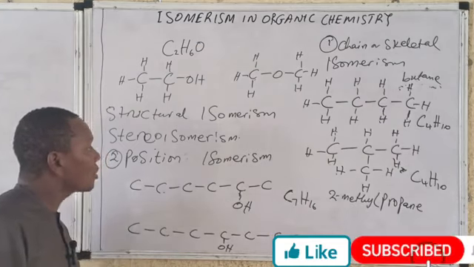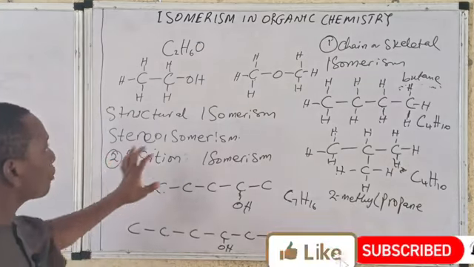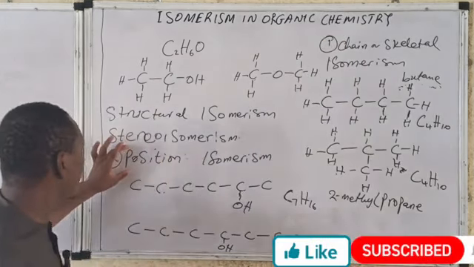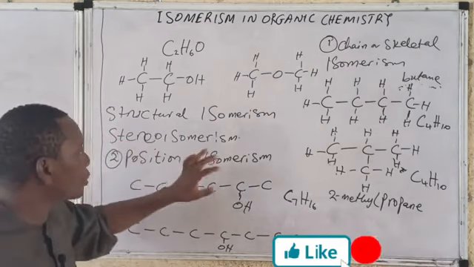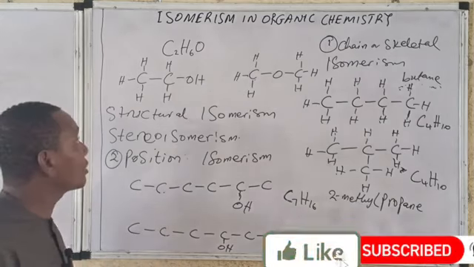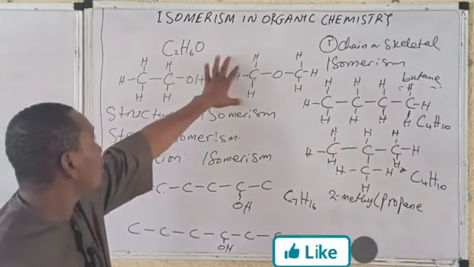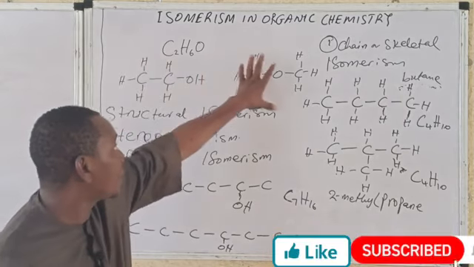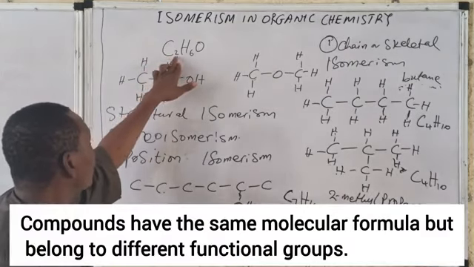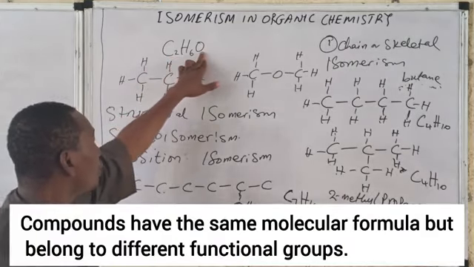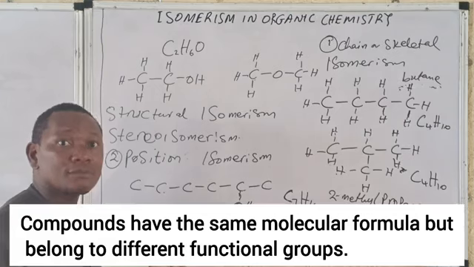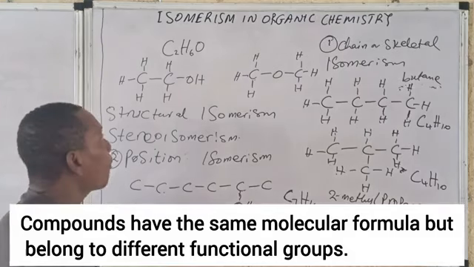All right. So the first type is chain isomerism. The second one is positional isomerism. The third one is functional group isomerism. An example of functional group isomerism is what we have here. Notice that the compound here, C2H6O, this and this, have the same molecular formula.